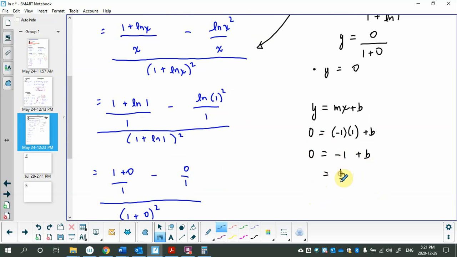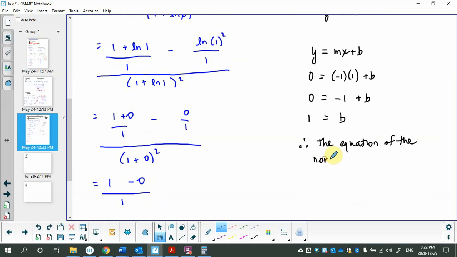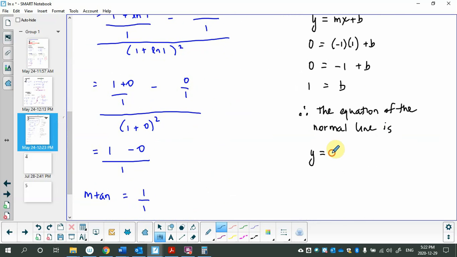I need to keep b isolated, so I'm going to take the 1 across and add it, and then give you, therefore, the equation, my hand's cramping, of the normal being a line at x equals 1 is y equals m is negative 1 x plus b.